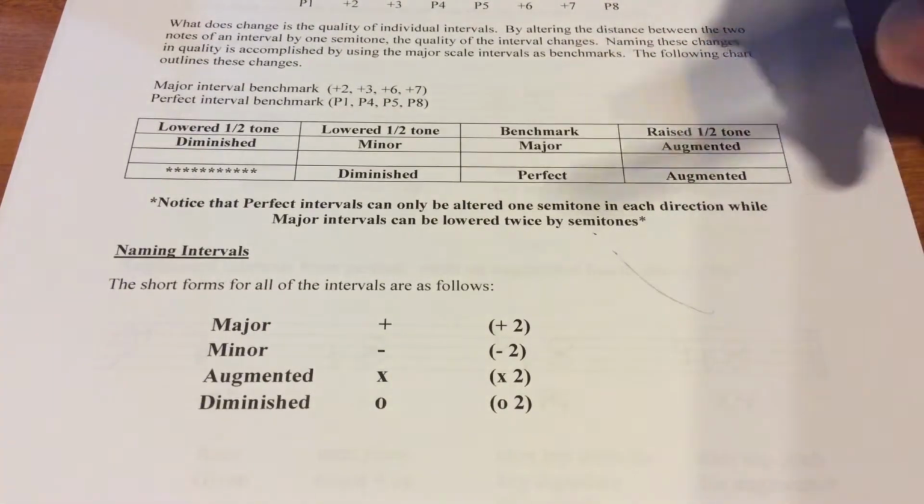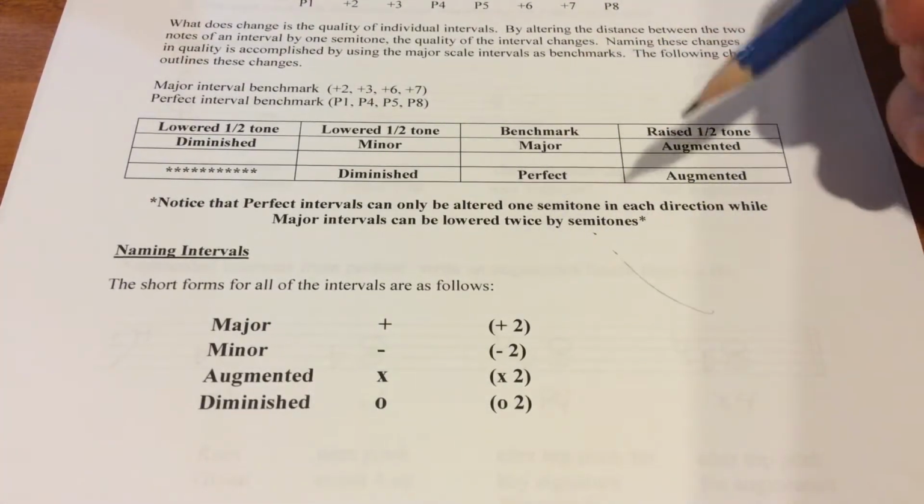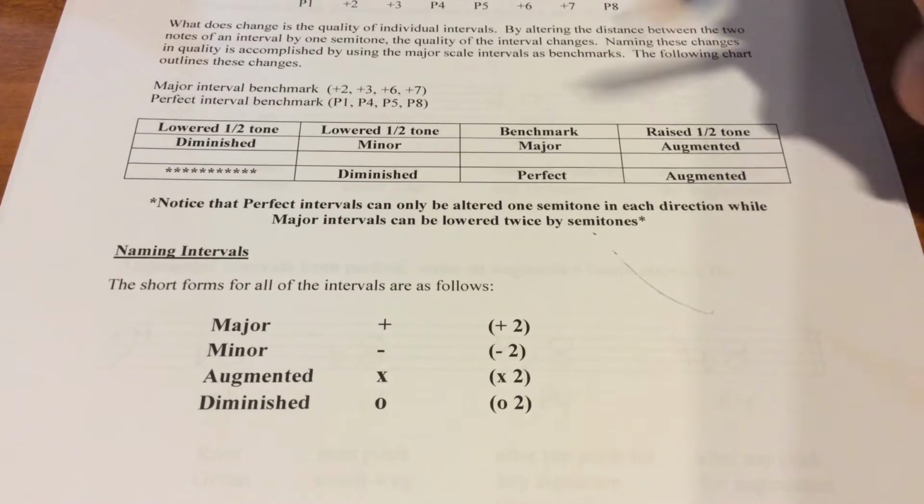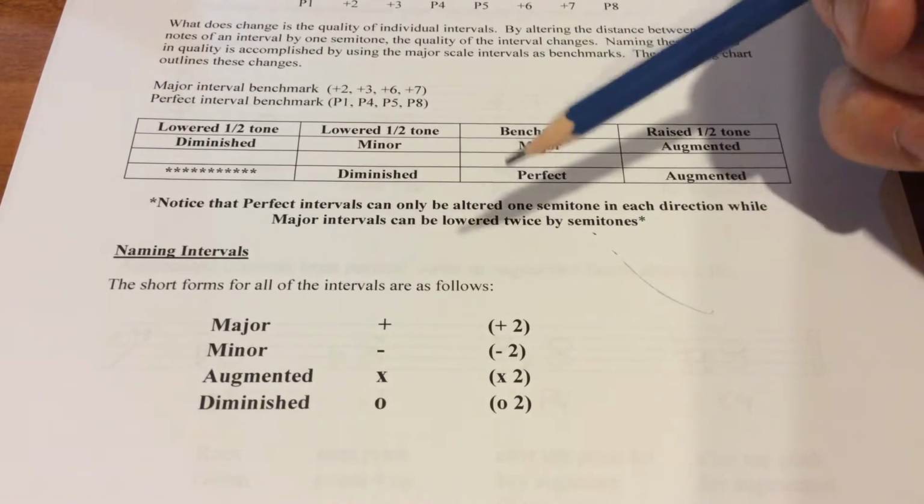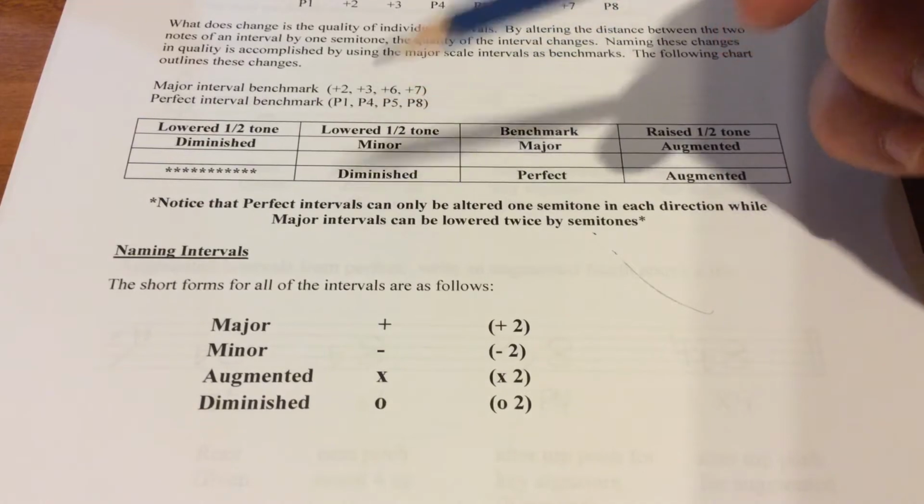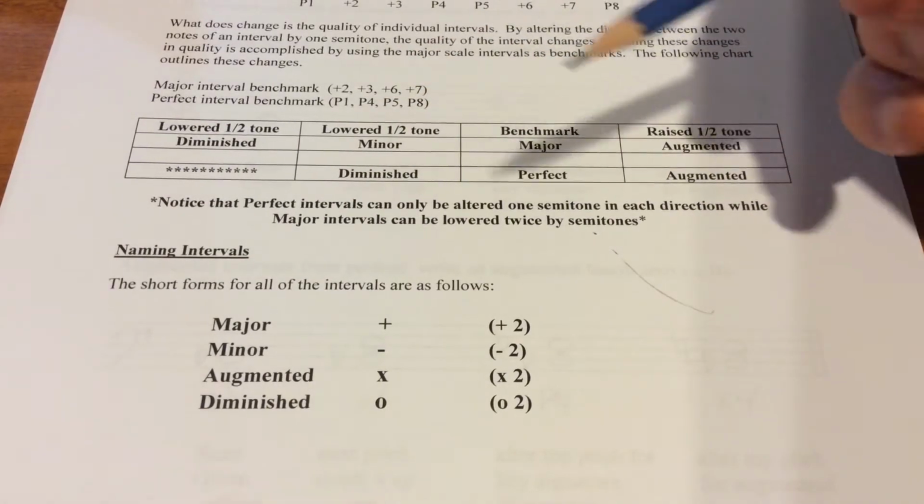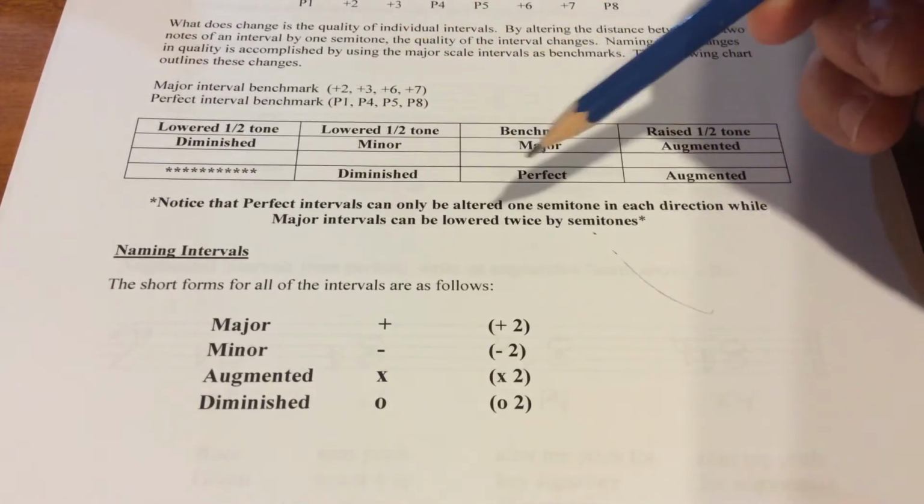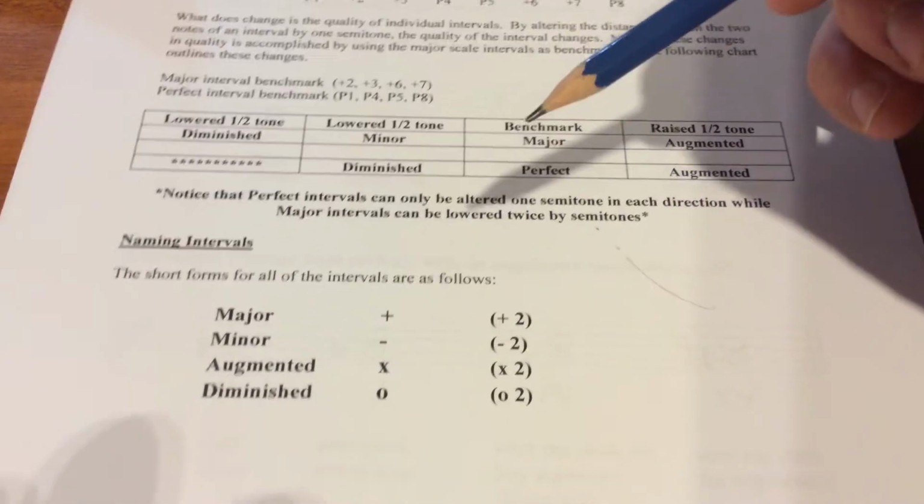So you'll notice in this chart that either a major or a perfect benchmark, if it's raised, will become augmented both times. The difference being, though, when we're going in this direction, we're lowering the pitches of those notes. Major can be lowered twice, but a perfect can only be lowered once.